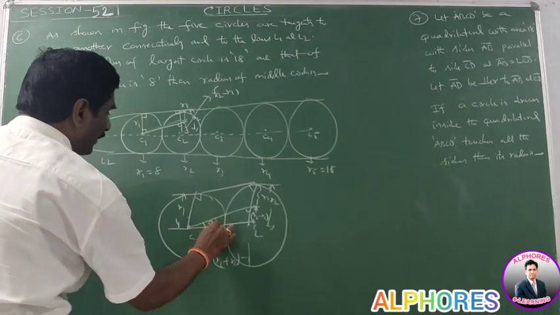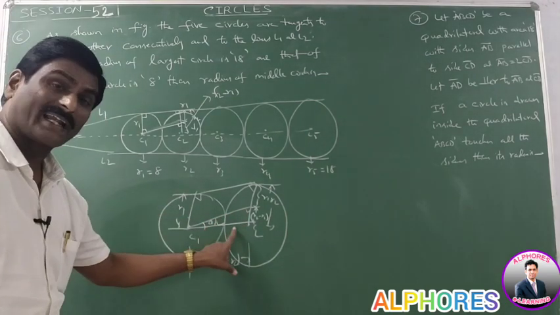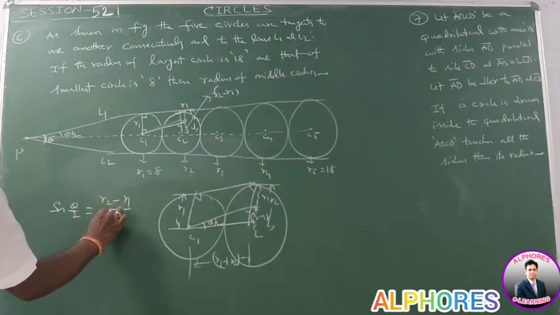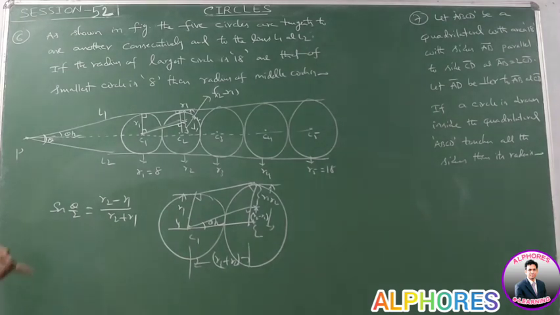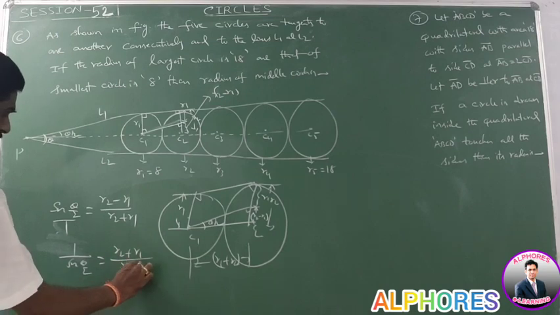What is this angle? Theta by 2. Now, this is 90 degrees, and the side opposite the 90 degrees is the hypotenuse. By using sine, sine theta by 2 is equal to R2 minus R1 by R2 plus R1. By using componendo and dividendo, 1 by sine theta by 2 is equal to R2 plus R1 by R2 minus R1.